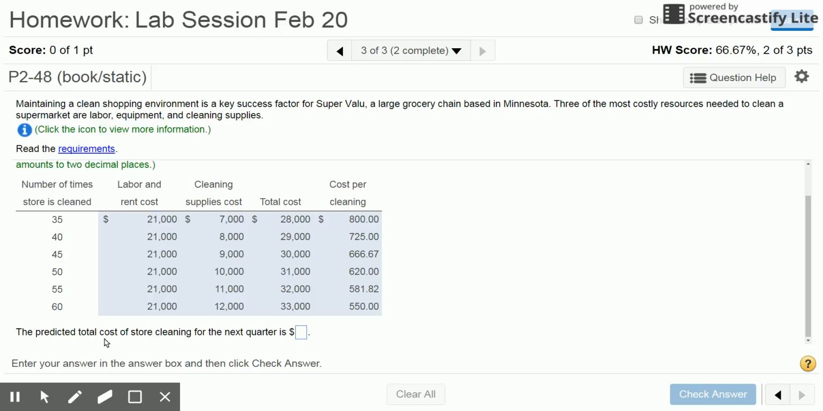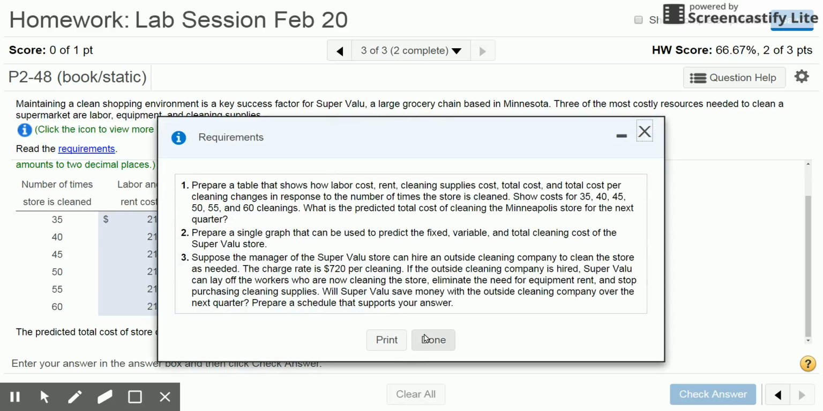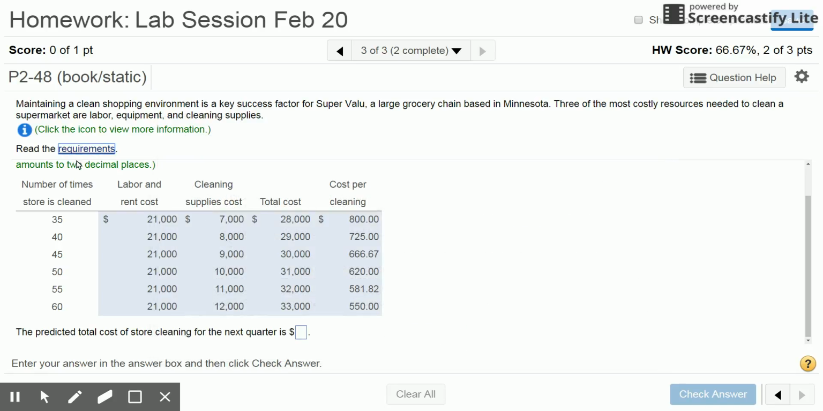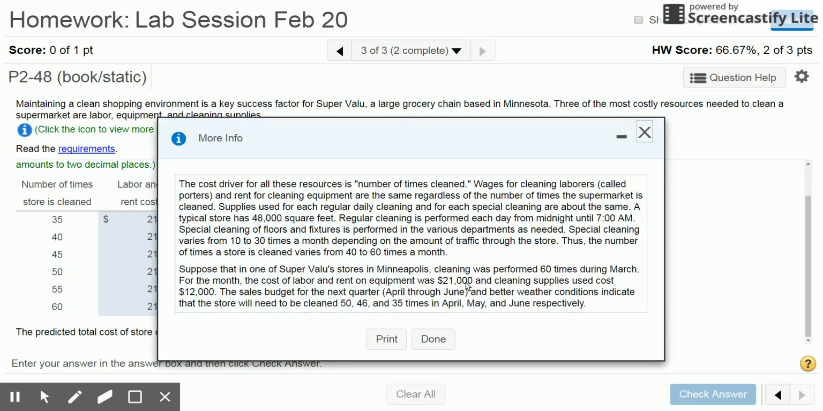Now it's asking for the predicted total cost of the store cleaning for the next quarter. So we have to go back to our question. It says what's the predicted total cost of the cleaning store for the next quarter, and in the information it says the sales budget for the next quarter, April through June, indicates the total number of cleanings is 50, 40, 60, 85 in April, May, June respectively. So we have to calculate each month first and then calculate the whole number.